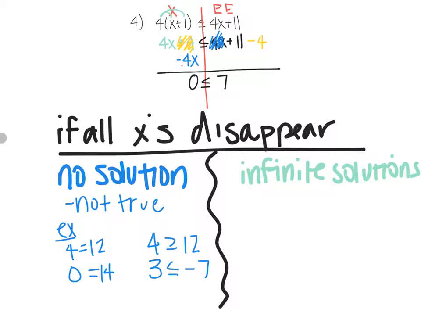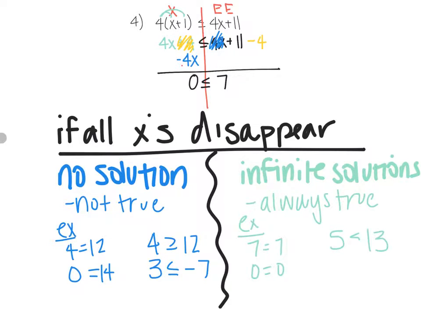If it has infinite solutions, that means that it is always true. And the way this one works out is the equation or the inequality that you see is true. So some examples, in equations, you could have 7 equals 7, or you could have 0 equals 0. In an inequality, you could have 5 is less than 13, because 5 is less than 13. Or maybe you have 4 is greater than -10, which is also true. So anytime all of your x's disappear, then it's going to fall into one of these two categories, either no solution or infinite solutions. So we have to decide what it is.